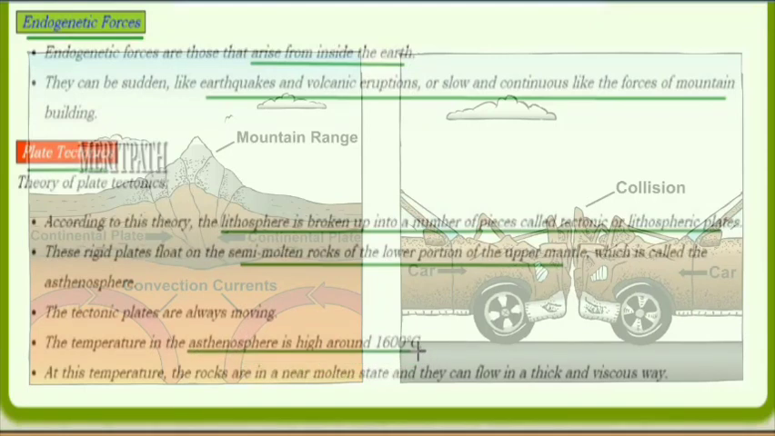The asthenosphere has a temperature of about 1600 degrees centigrade, which is a very high temperature. At this temperature the rocks are in a molten state, that is, a semi-liquid state, and they can flow in a thick and viscous way.